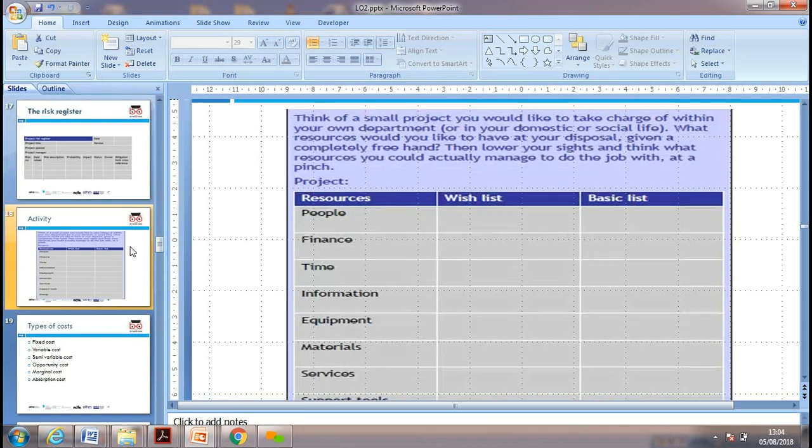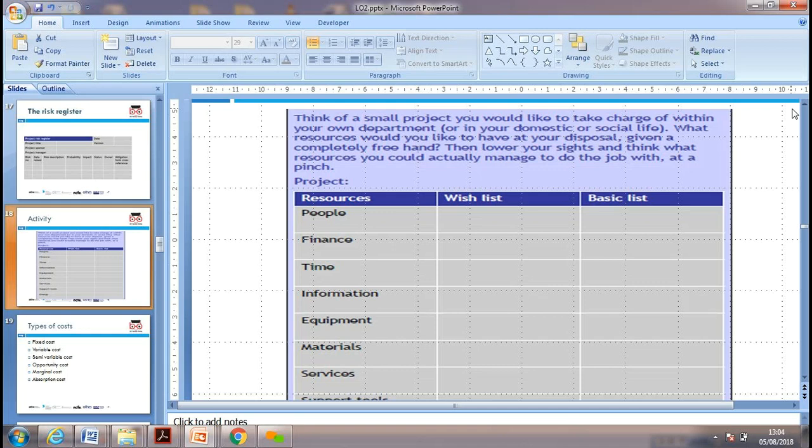These of course need to be addressed in various projects. Okay, any questions? Oh, sir. Okay, for a small project where you would like to take charge within your own department or in your social life, what resources would you like to have at your disposal?